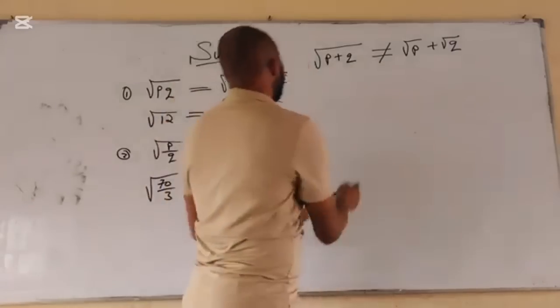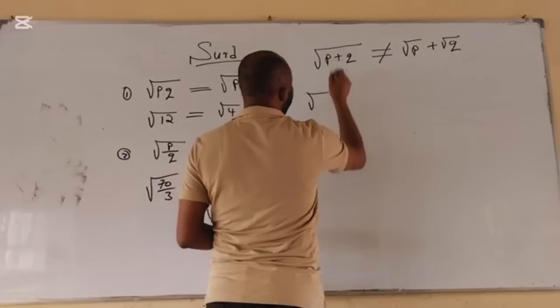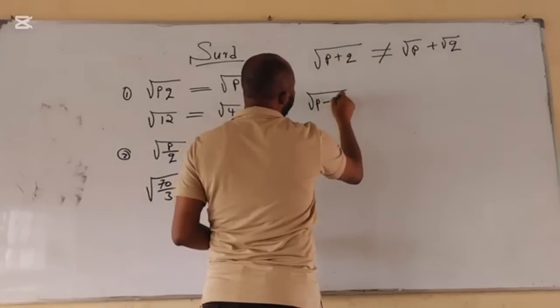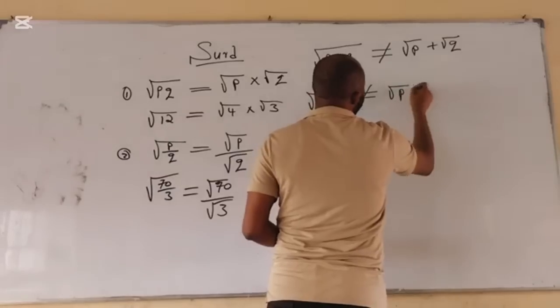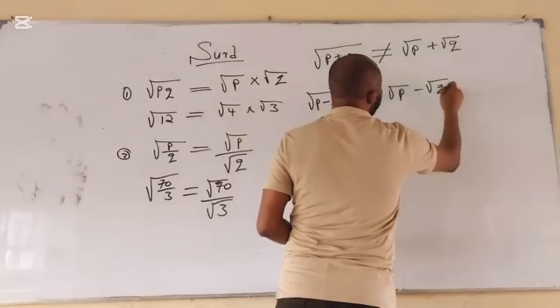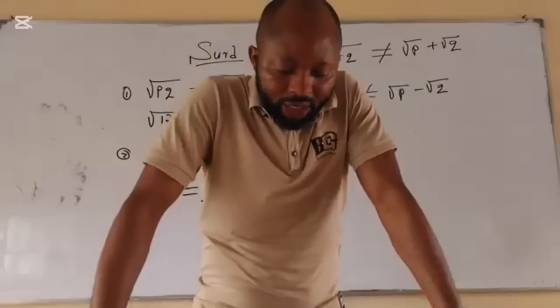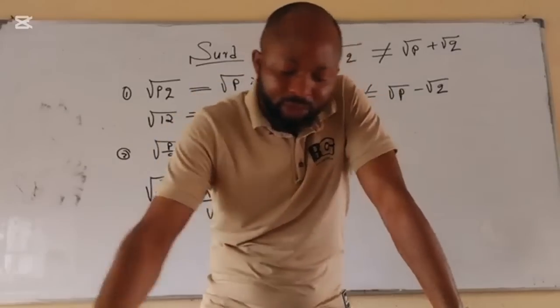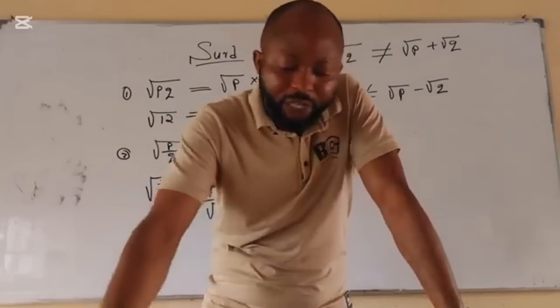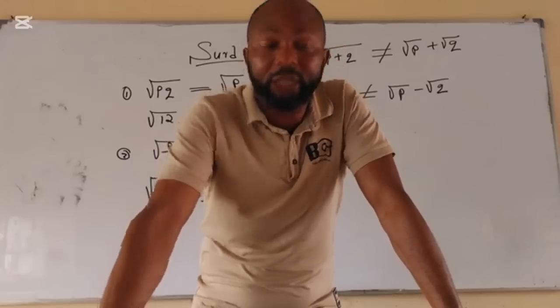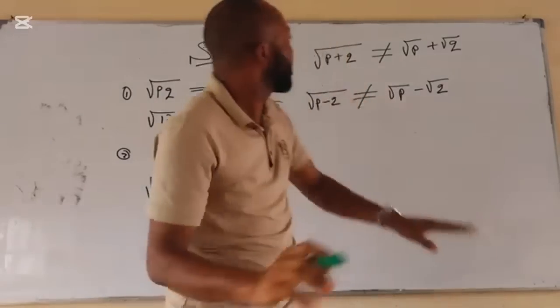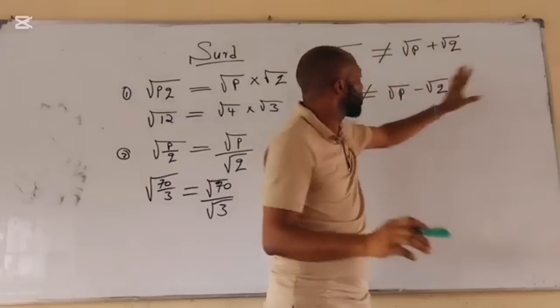And the fourth rule, which is the subtraction rule: the root of P minus Q is not equal to the root of P minus the root of Q. It is not. Let's take, excuse me, an example to represent what we've done so far. Provided both P and Q are positive, in that sense, these are not equal to each other.